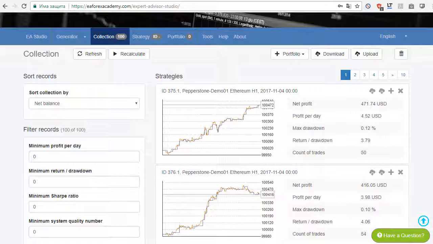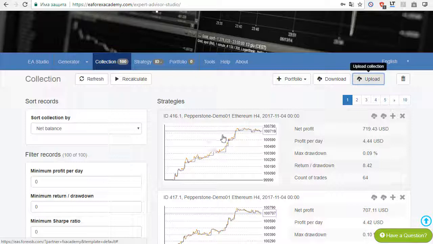The generator is ready and I have in the collection 100 strategies for the H1 chart and as well 100 strategies for the H4 chart. So what I will do now is test these strategies for the period of the last month.